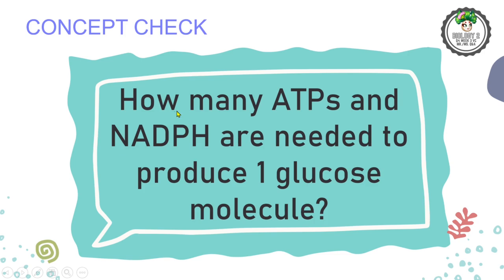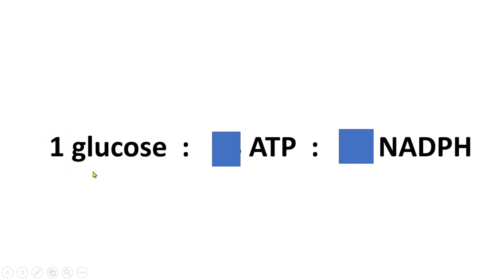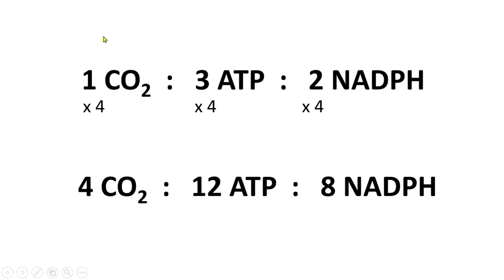Another question: how many ATPs and NADPH are needed to produce 1 glucose molecule? Now do take note that for 1 glucose molecule, there will be 6 carbons needed to produce that, which implies 6 carbon dioxide would be needed to enter into the Calvin cycle. So there will be 6 turns of that. So if there will be 6 turns, then there will be 18 ATPs and there will be 12 NADPH. So take note again of this one. So 6 carbon dioxide are needed to produce a glucose.